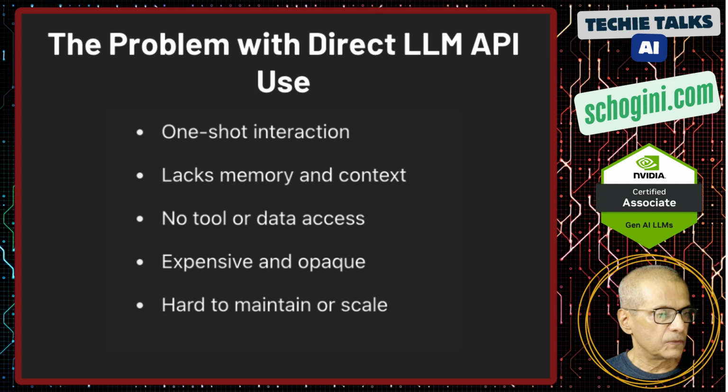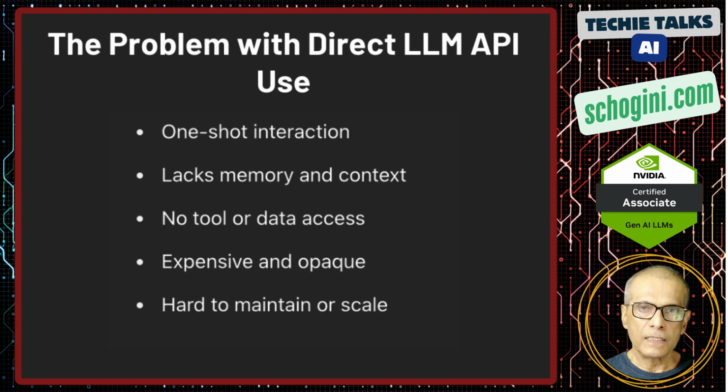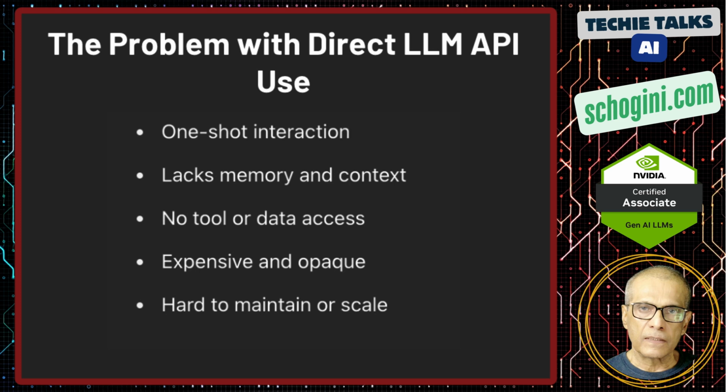Then it is hard to maintain or scale. When it comes to direct LLM, we are stuck with that specific LLM syntax and the use. And the learning curve also is steeper. And when it comes to agents, we can run multiple copies of the agent, so when you need to scale them.